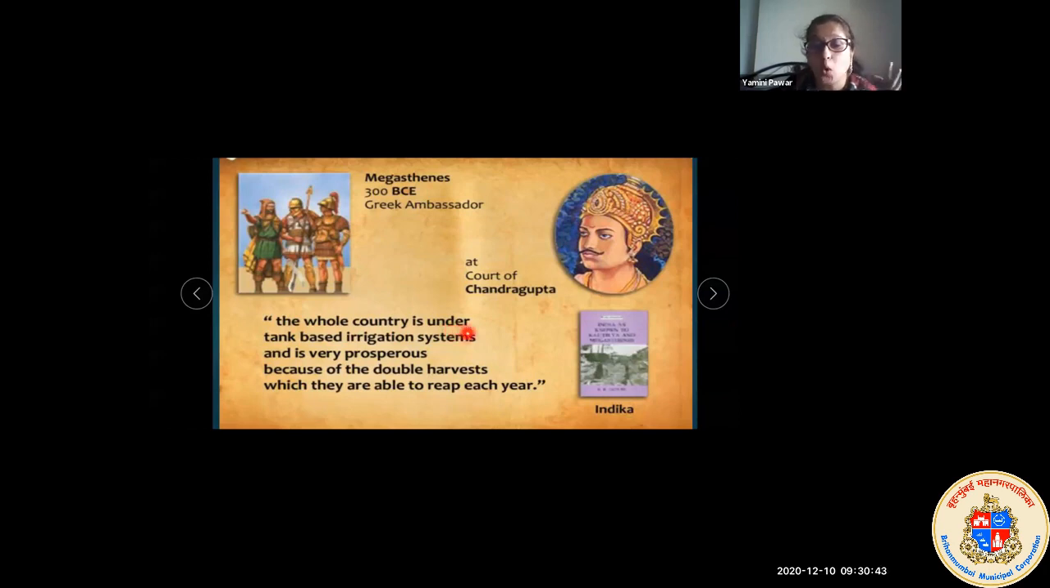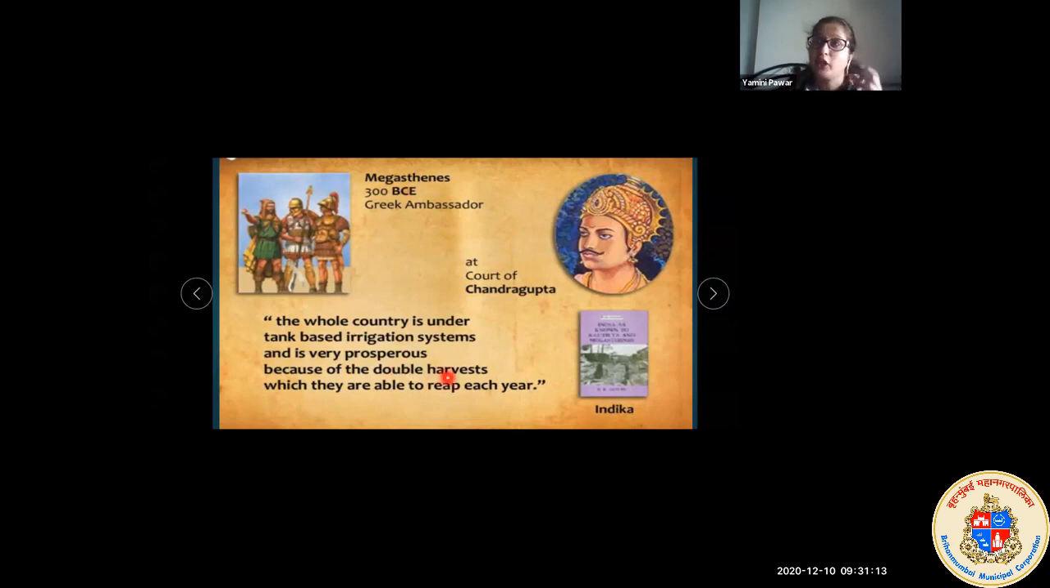He was saying that the whole country is under the tank-based irrigation system and is very prosperous because of the double harvest which they are able to reap each year. He's talking about India. India has huge irrigation. Irrigation, you know what the word irrigation means, yes? The water levels. It is very prosperous. What is prosperous? That means you will get successful. It is because of the double harvesting.